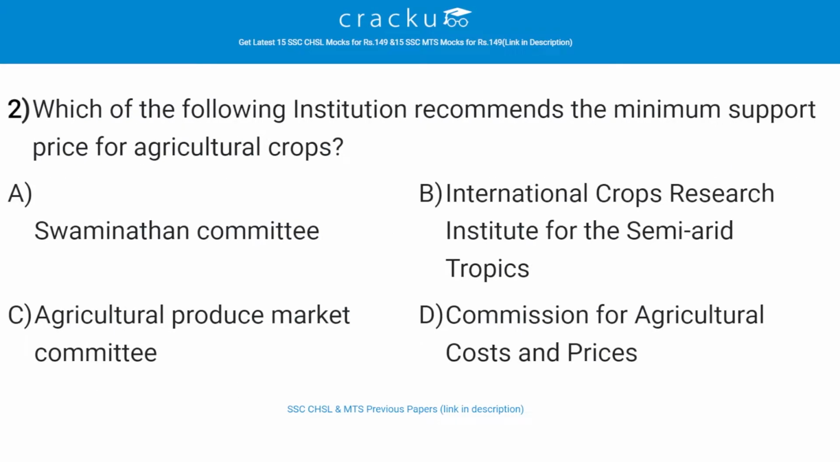Which of the following institutions recommends the minimum support price for agriculture crops? The correct answer is D, that is Commission for Agricultural Costs and Prices. So, MSP is fixed on the recommendation of the Commission for Agricultural Costs and Prices, an apex advisory body for pricing policy under the Ministry of Agriculture.